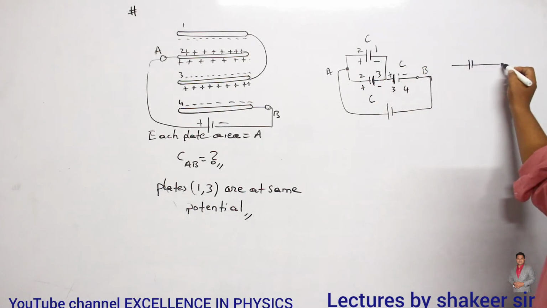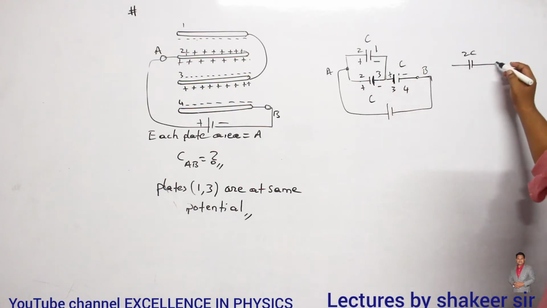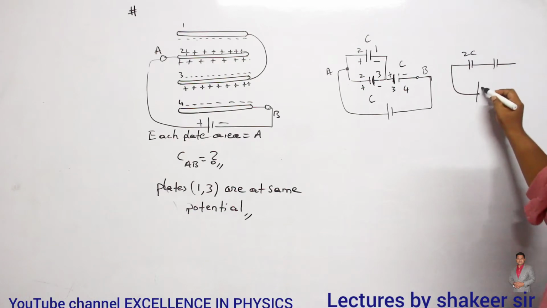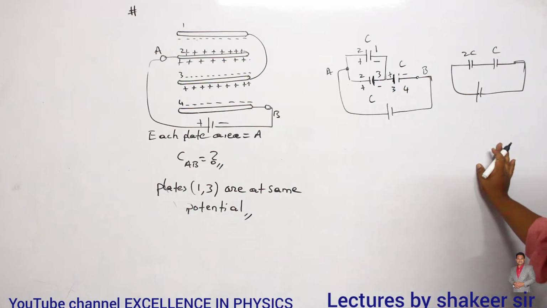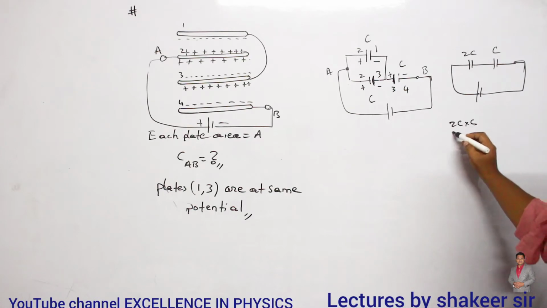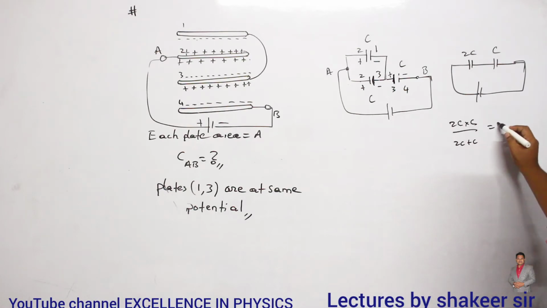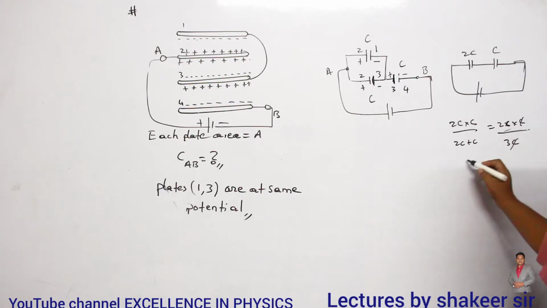So the total circuit I can draw like this. This is 2C and this is C. Now both of them are connected to a battery. Clear now? So 2C and C are connected in series. So 2C into C divided by 2C plus C, so 2C into C divided by 3C. So it is equal to 2C divided by 3.